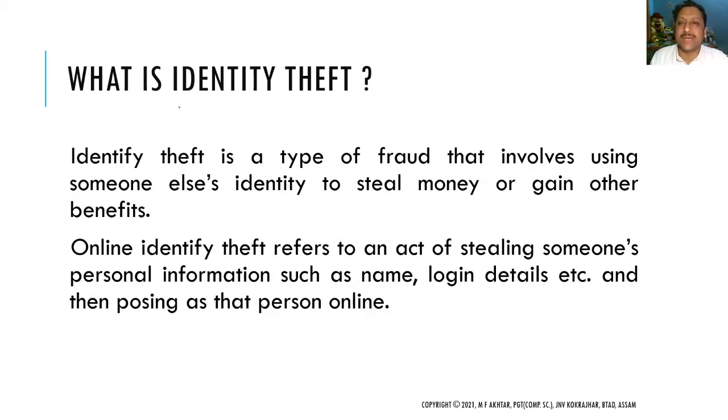Next is, what is identity theft? It is a type of threat which may occur during working with the internet. So we have to take care of these things. First we should know what identity theft is. Identity theft is a type of fraud that involves using someone else's identity to steal money or gain other benefits. It means that if you have made a social networking site profile and you have given a lot of information, and this information is publicly viewed, then that information may get stolen.